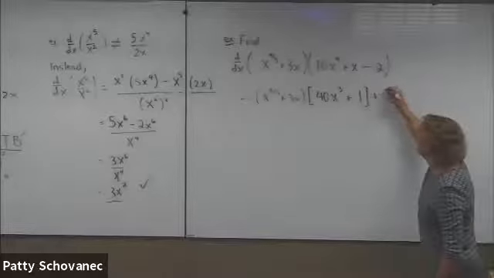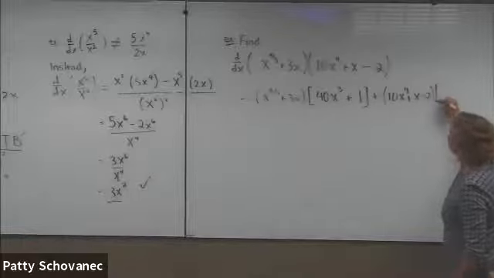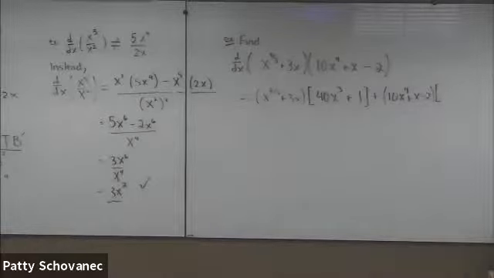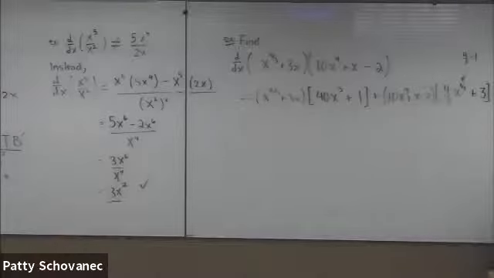Now we copy down the second one, 10x to the 4th plus x minus 2, and take the derivative of the first one. What's the derivative of x to the 4/3? So this power is going to be 4/3 minus 1, which is 1/3. 4/3 minus 3/3 gives me a 1/3 right here. Plus 3, the derivative of x to the first power is just 1. So that's all I get there. Now, if I was too lazy to multiply this out, I'm certainly too lazy to multiply that out. So I'll leave my answer there.